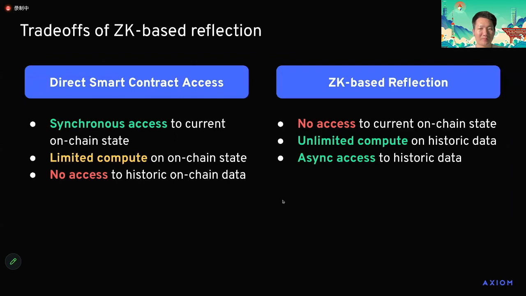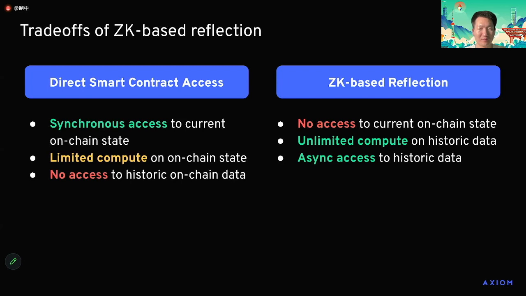So let me talk a little bit about what are the trade-offs of this ZK-based notion of reflection. There are now two ways to access data. First is the way that you know and love: you can directly access data on Ethereum from your smart contract. That has one very big advantage, which is that the access is synchronous. You directly call a storage slot read from your contract, and you get the present value. Of course, that's very powerful. For example, when you're trading on Uniswap, you need this type of synchronous access.